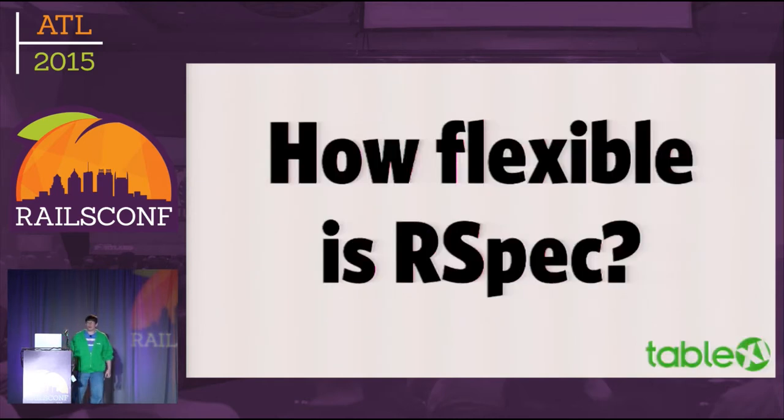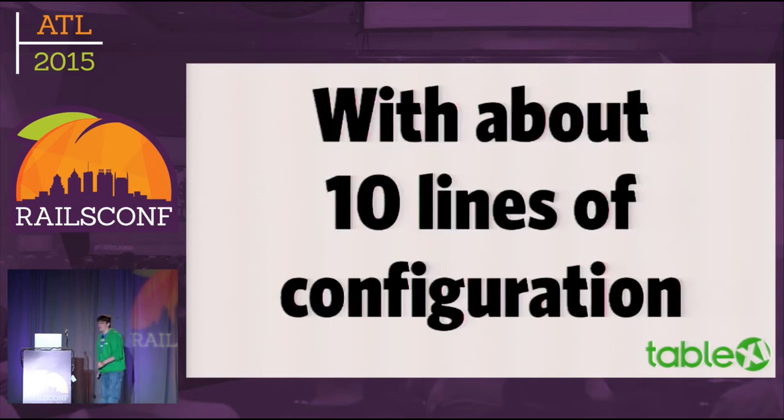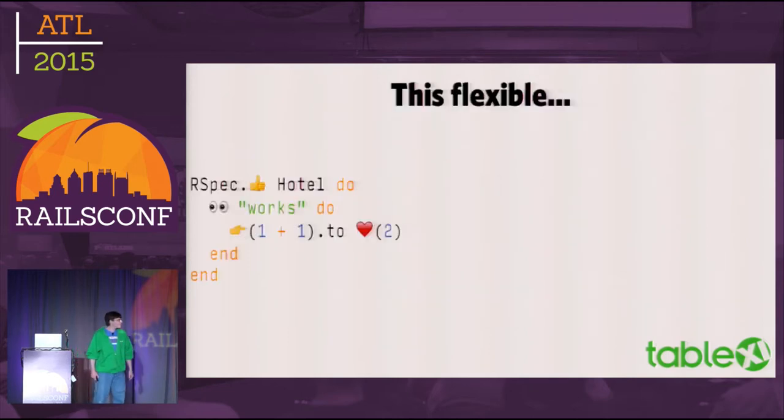Just to top off here with one quick example of how flexible RSpec is, with about 10 lines of configuration, most of which are things that are exposed by the RSpec API, I was able to turn this, which is executable RSpec with my configuration. I mapped thumbs up emoji to describe, eyeball emoji to it, pointy emoji to expect, and heart emoji to equals. Three of those four I did using stuff that is exposed by RSpec that we'll talk about in a little bit. The flexibility is not specifically there to support emoji RSpec, but if you want to do it, it's not that hard, for good or bad.